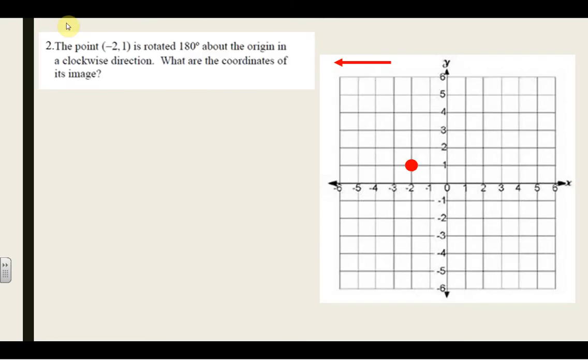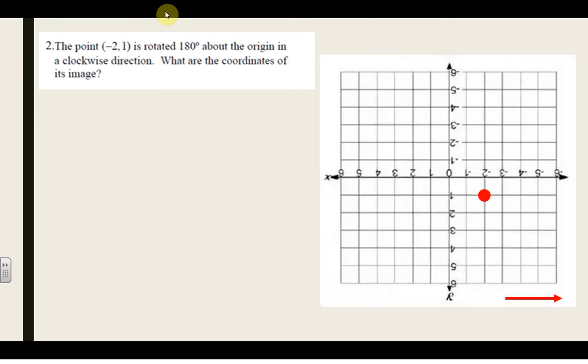Boom. If you were a rule person, you would have just switched them and negated that Y value to start with. Moving on to number 2, I have the point here. It's going to be rotated 180 about the origin in a clockwise direction. So we're going to find the coordinates of the image. I'm going to turn it once, turn it twice for 180, and then I'm at +2, -1.